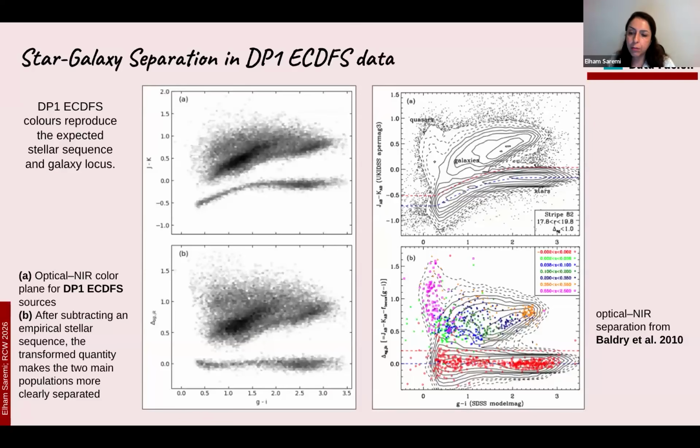Then, following Baldry et al., we subtract an empirical stellar sequence. In the lower panel, this transformation makes the separation much clearer. Stars stay close to 0 while galaxies move to higher values. The panels on the right show the same idea from Baldry et al. for comparison. So this result shows that our fused optical and near-infrared catalogs recover the expected color space structure.